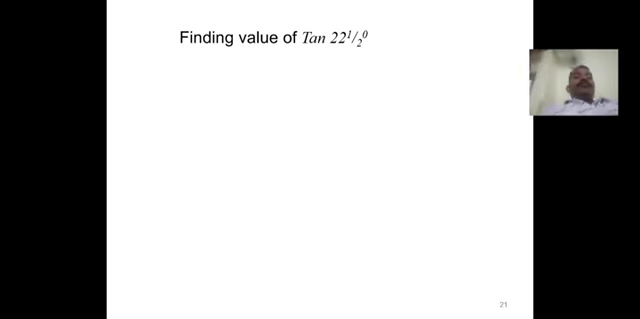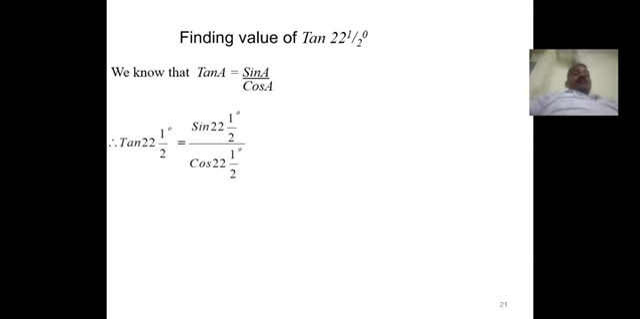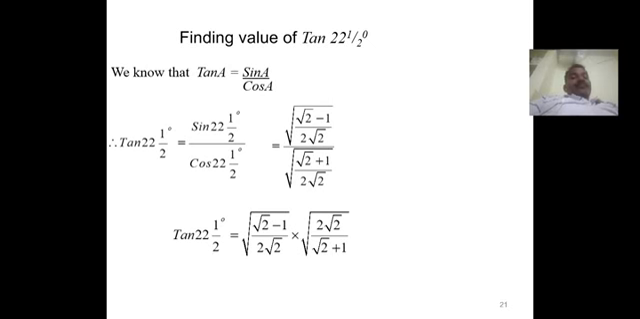Now tan 22 and a half. This is also found with the help of sin 22 and a half by cos 22 and a half. Sin 22 and a half value is the square root of root 2 minus 1 by 2 root 2, and cos 22 and a half is the square root of root 2 plus 1 by 2 root 2. Here the 2 root 2 will cancel. You get the square root of root 2 minus 1 by root 2 plus 1. By rationalizing here, the rationalizing factor is root 2 minus 1. So the numerator is root 2 minus 1 into root 2 minus 1, root 2 minus 1 whole square.